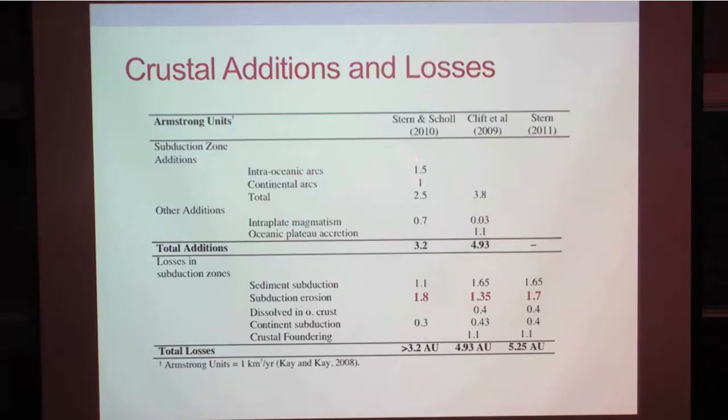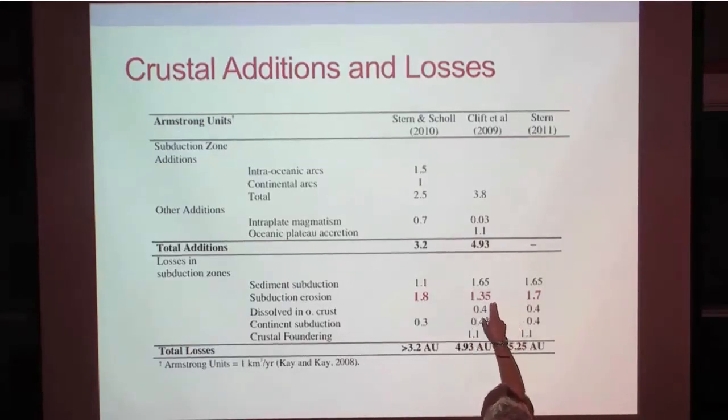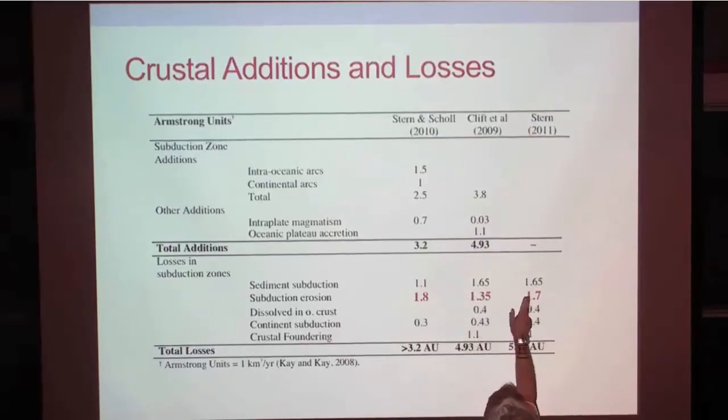Here's a table. This is three different papers, five or six, seven years ago. Stern and Scholl. These are different Sterns, by the way. Three different estimates of the mass flux of subduction erosion. These are in Armstrong units, and Bob Kay is trying to push that term, a cubic kilometer per year. Armstrong units. 1.8, 1.35, 1.7. This compared to the sediment subduction. So maybe not in this case, but in two out of three of these estimates, suggesting we're actually bringing more crust into the mantle through subduction erosion than sediment subduction. And this one is comparable.